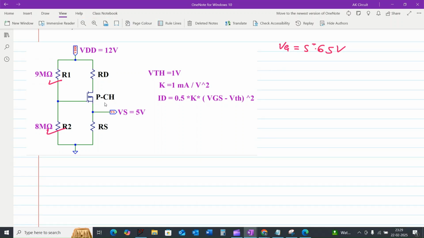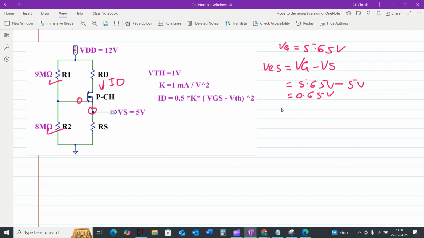Next we need to find the gate to source voltage. This is crucial for determining the drain current ID. VGS is equal to VG minus VS, which is 5.65 volt minus 5 volt, which is equal to 0.65 volt.